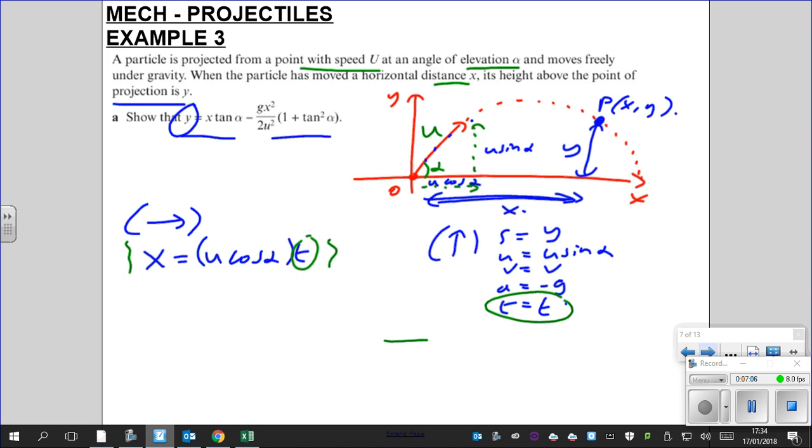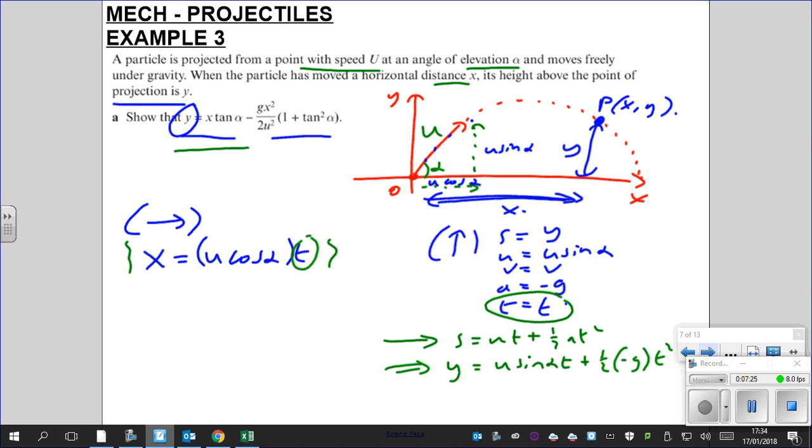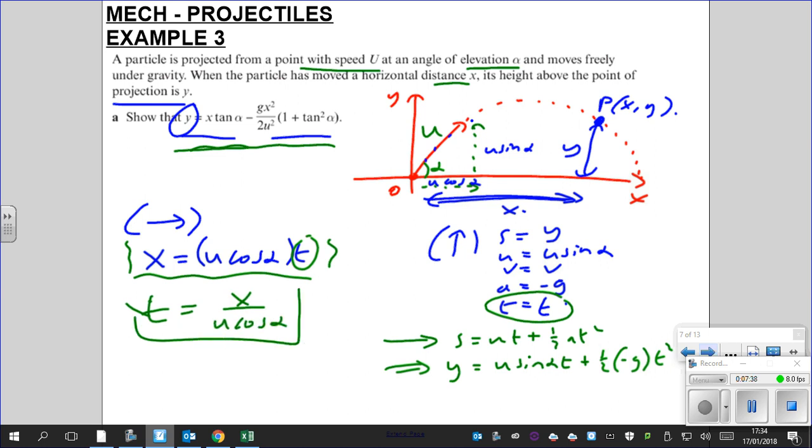So can you see, if I rearrange the vertical to s equals ut plus half at squared, that gives me y is u sine alpha times t plus half, and remember a is minus g, t squared. I'm nearly there because I've got the y equals, but I don't want any t's in here. So from here, I can rearrange to make t the subject. t must be x over u cos alpha.